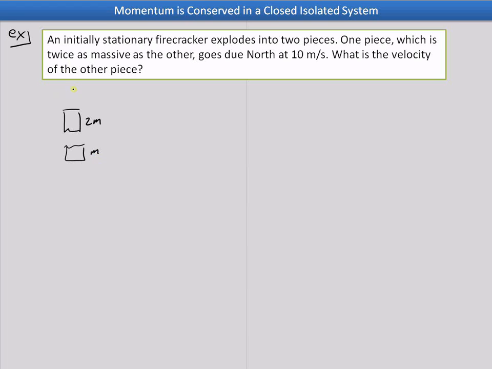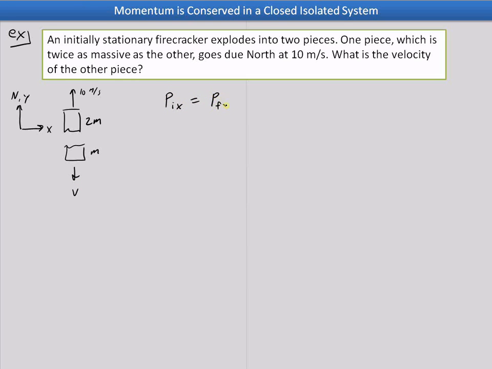And we have this top piece going due north at 10 meters per second. We'll define a coordinate system where north is the y direction and then x would be the east direction. We want to figure out what this velocity is. And like I said, we can reason that it's probably going to be south, but let's prove that that's true. So let's look at our components. We'll do our x component first.